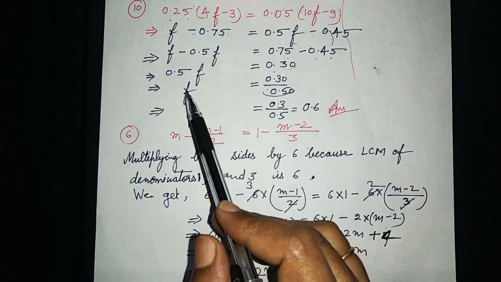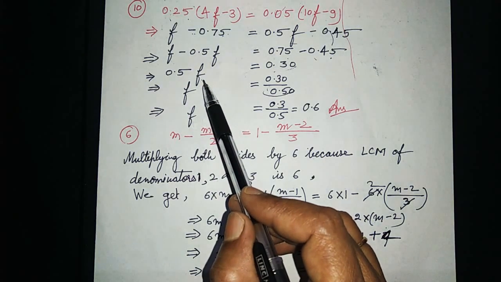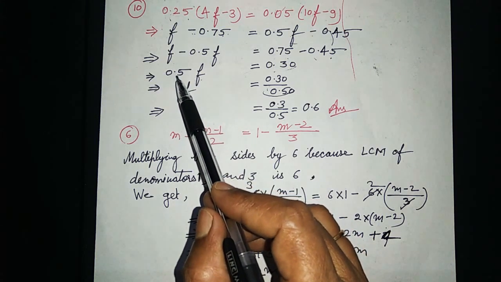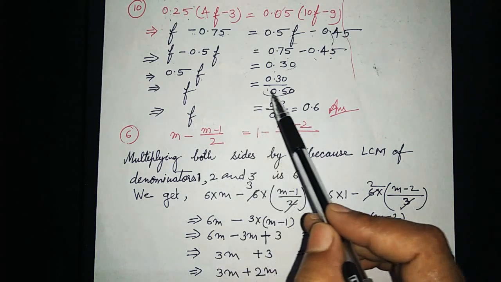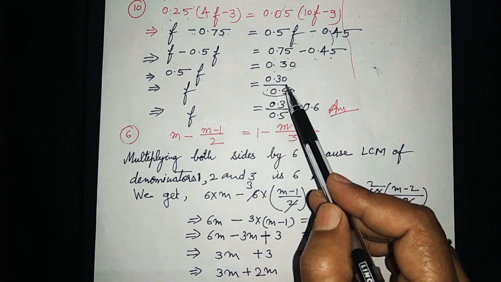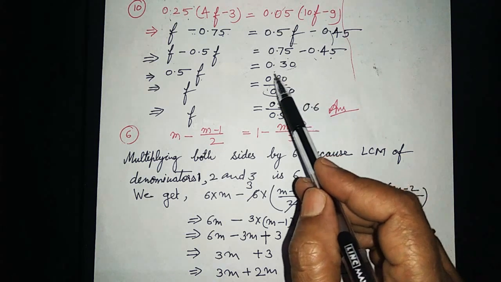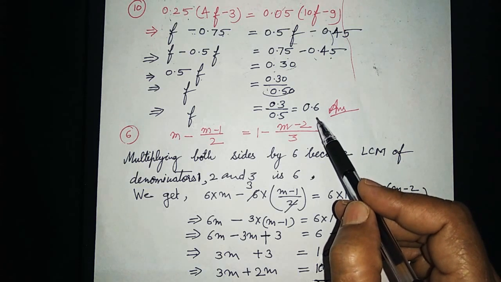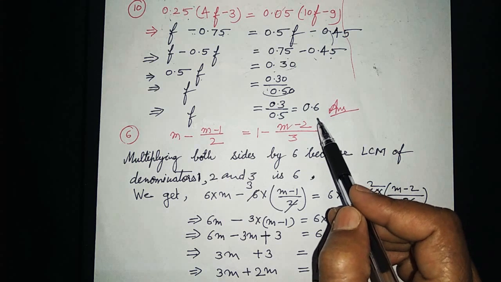0.30. And here we can see this 0.5 is in multiplication with f. So we will transpose 0.5 from the left hand side to the right hand side, and it will come in division. Now f is equal to 0.30 divided by 0.50, and when we reduce it we get 0.6. Hence the required value of f is 0.6.